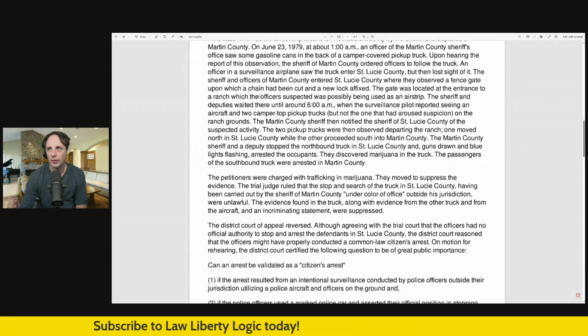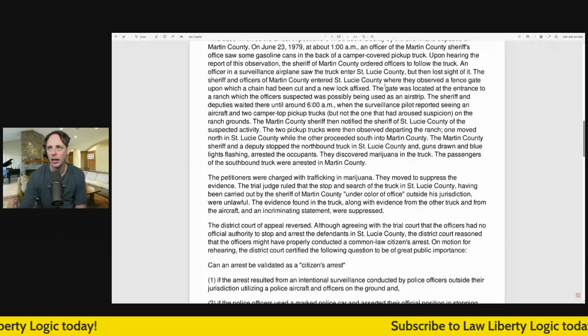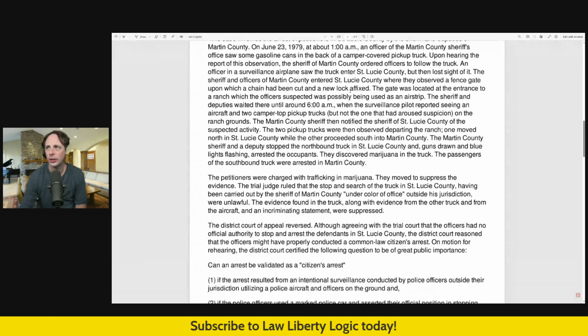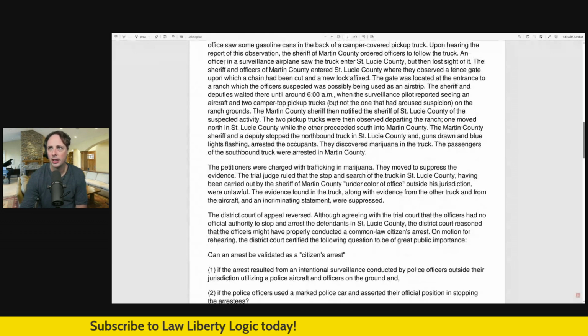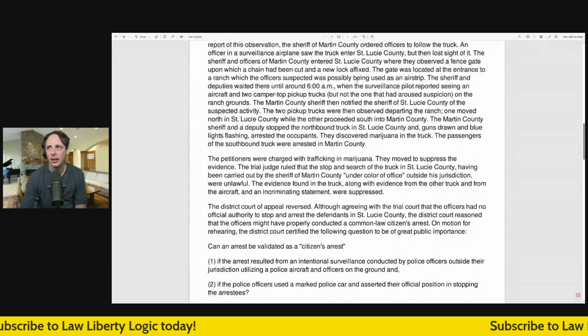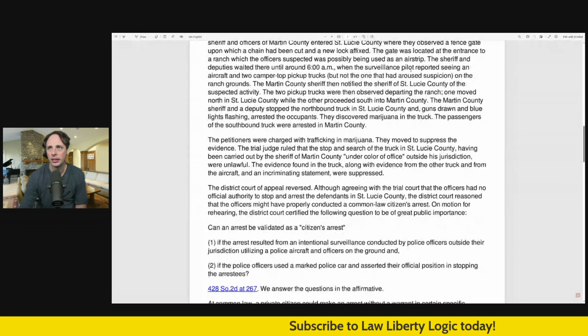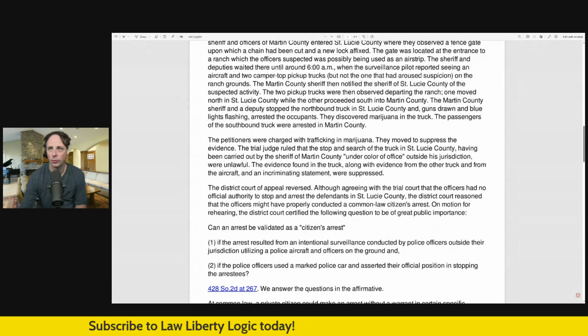The sheriff and other officers of Martin County entered St. Lucie County, where they observed a fence gate upon which a chain had been cut and a new lock affixed. The gate was located at the entrance to a ranch, which the officers suspected was possibly being used as an airstrip. The sheriff and deputies waited there until around 6 a.m. when the surveillance pilot reported seeing an aircraft and two camper-top pickup trucks, but not the one that had aroused suspicion on the ranch grounds.